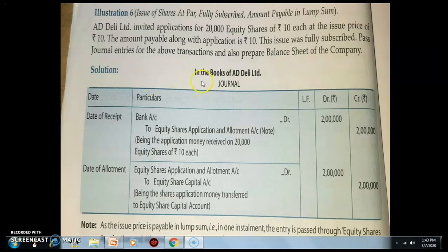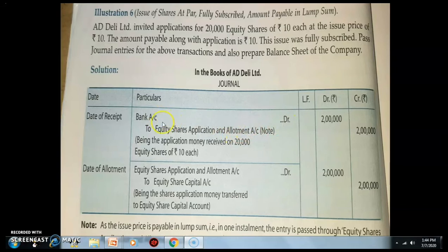Here is the journal entry. At the top, you have to write in the books of AD Delhi Limited. Journal entry. Write the format for a journal entry, that is date, particulars, ledger folio, debit amount and credit amount. The first date: in this question you can notice the date is not given. So the date, if mentioned, will be the date of receipt, the date on which we have received the money of application. So the first journal entry is bank account debited to equity shares application and allotment account.